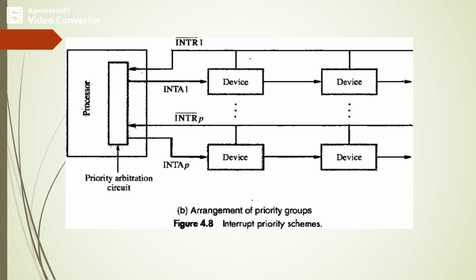The second one is arrangement of priority groups. So in the diagram we can observe that within the processor, it consists of a priority arbitration circuit. When several devices raise an interrupt request and the INTR line is activated, the processor responds by setting the INTA line to 1.